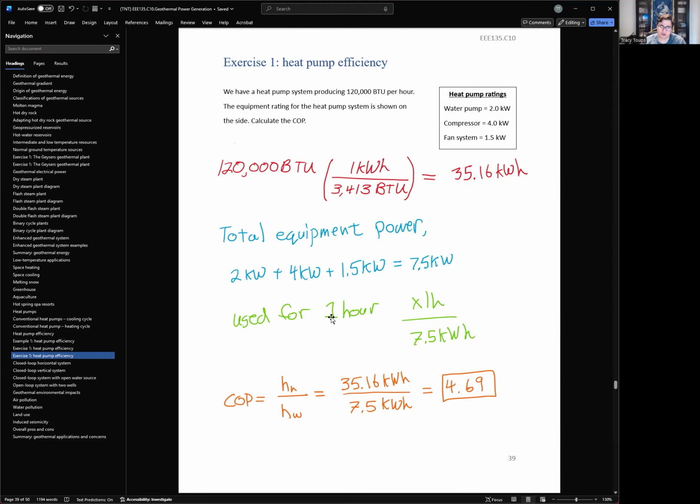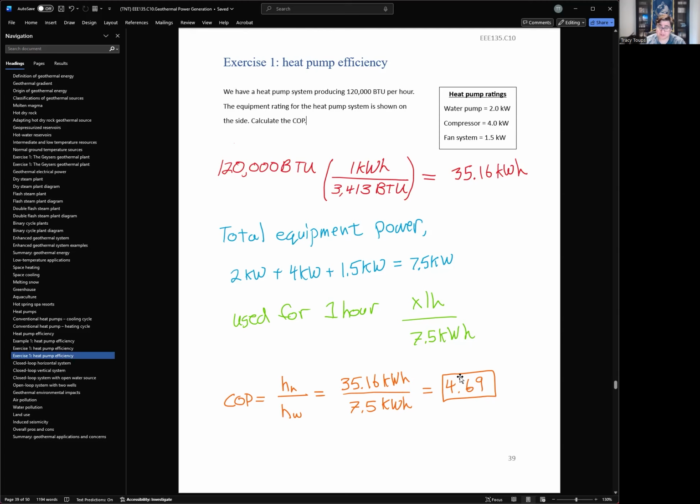We use this for 1 hour to produce 120,000 BTUs per hour. So 1 hour of running the system gives us 120,000 BTUs. 1 hour of using the system costs 7.5 kilowatts times 1 hour, or 7.5 kilowatt hours. So both of them are now in terms of energy. So COP is equal to the output of 35.16 kilowatt hours worth of heat divided by the 7.5 kilowatt hours of electric energy we put into the system. So we get an overall coefficient of performance of 4.69.